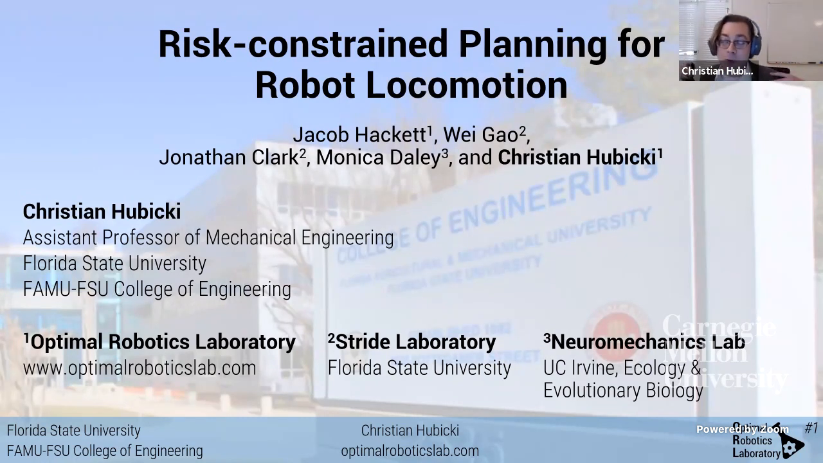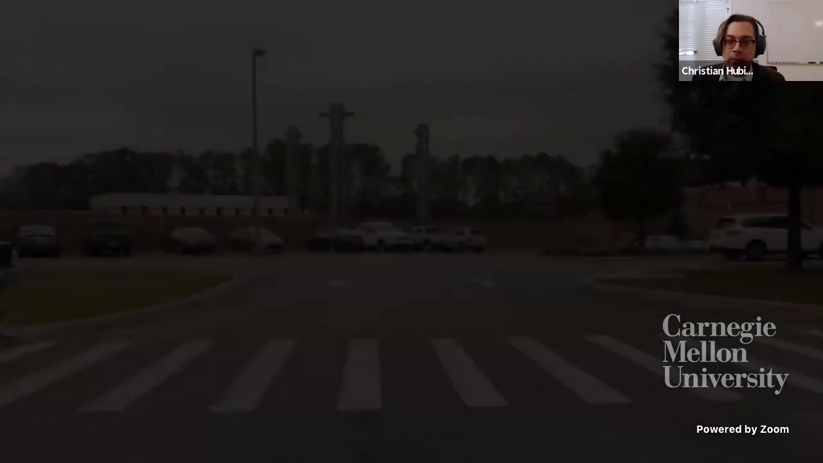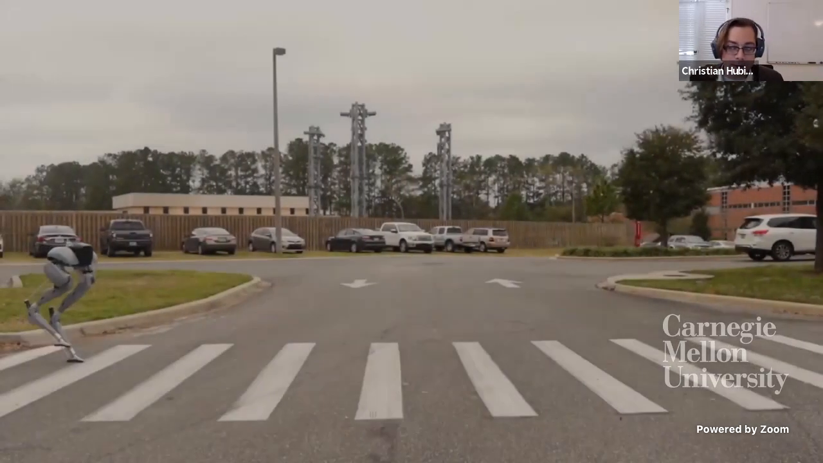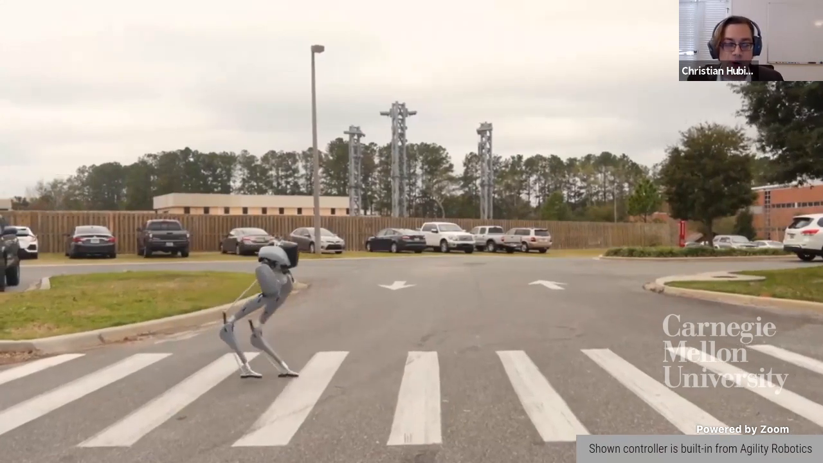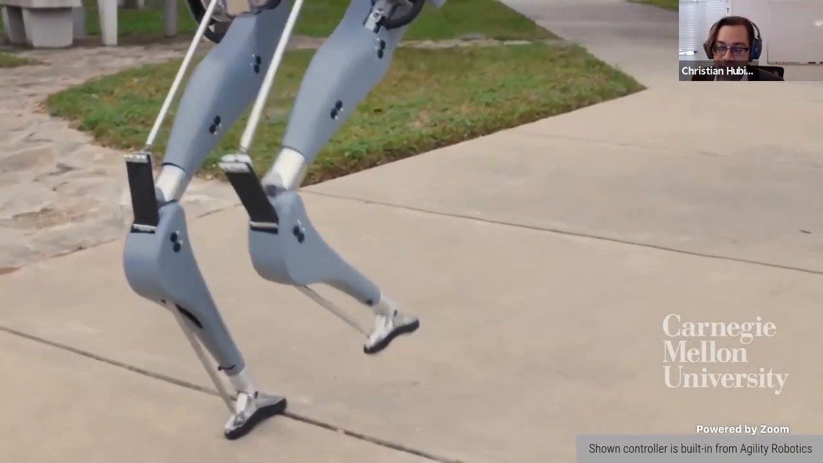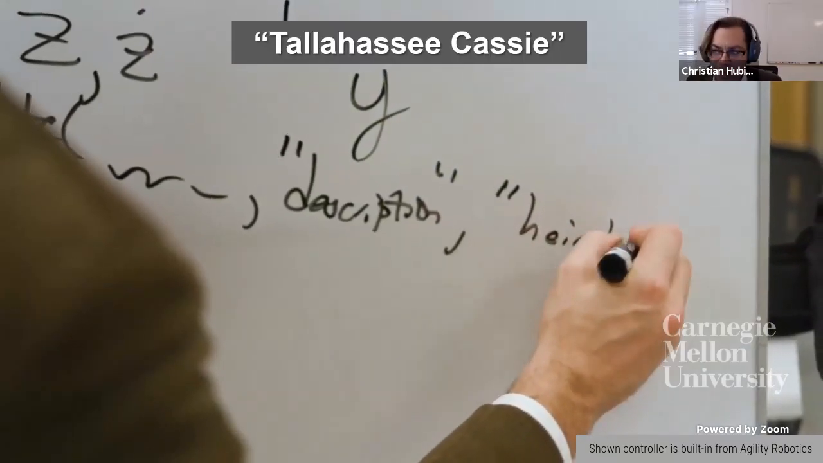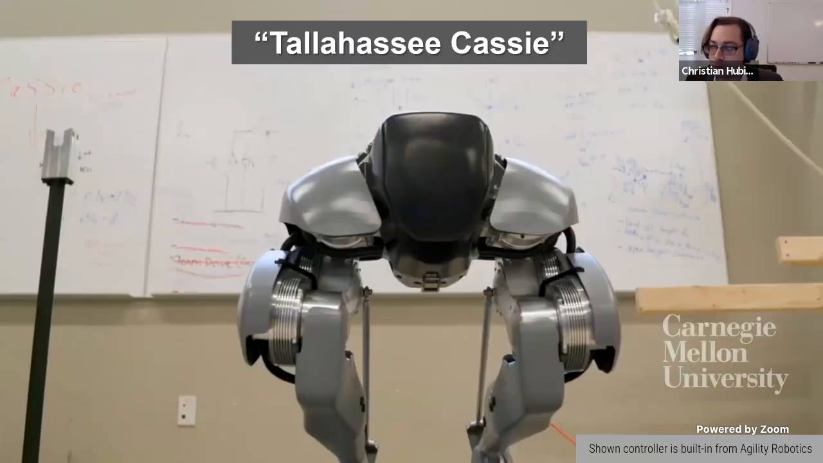So I'm from Florida State. I'm Christian Hubicki. I'll be talking about risk-constrained planning for robot locomotion. I'm from Florida State University along with some of my colleagues, but that's the one in Tallahassee, in case you didn't know. It's not the Gainesville one. I'm at the Optimal Robotics Laboratory, which is my lab, where we deal with dynamic locomotion. This is our Cassie robot, which people have seen, the Agility Robotics Cassie. But of course, down at Florida State University, ours is the Tallahassee Cassie, obligatory branding.